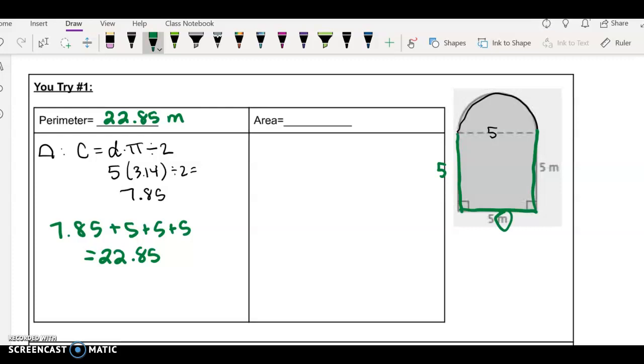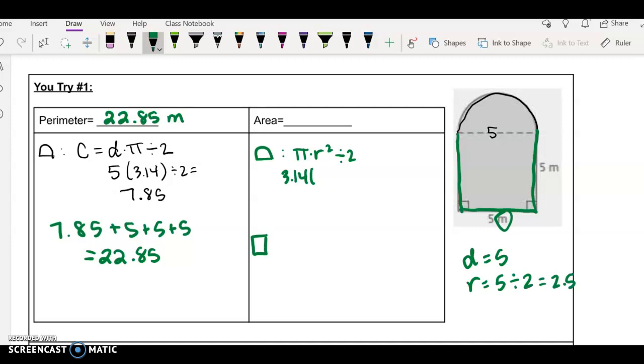For my area, I have my semicircle, and then I have a square. So I'm going to do my area formula, which is pi times my radius squared, but since it's only half of a circle, I'm going to divide it by 2. So I'm going to do 3.14 times my radius. My diameter is 5. So my radius equals 5 divided by 2, which equals 2.5. And then I'll divide by 2 after I square that.